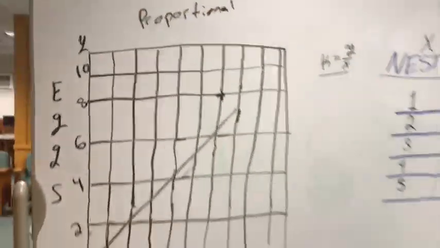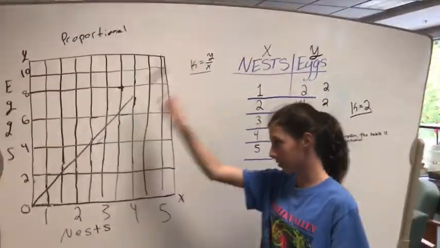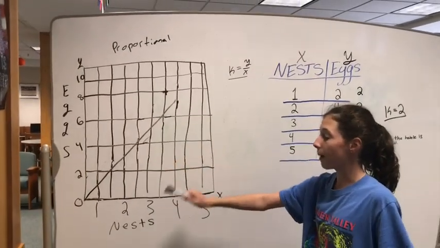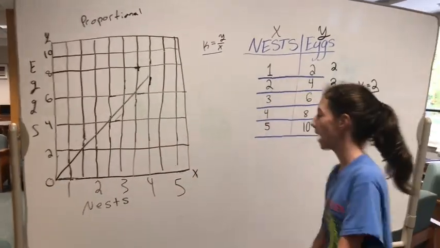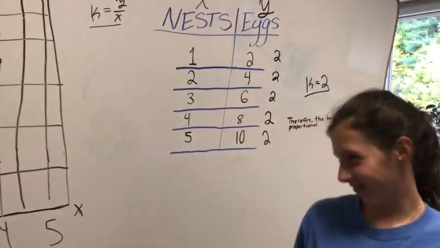So that is why this graph is now proportional, and what made it not proportional, and how to label it.